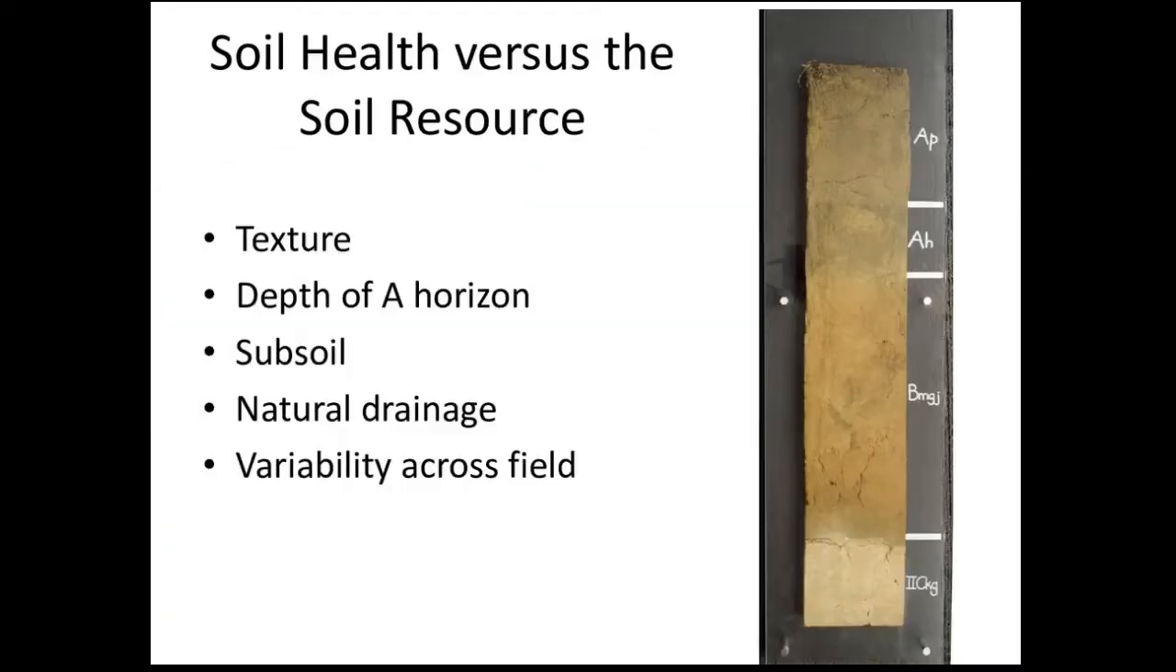We need to talk about soil health versus the actual soil resource. What kind of texture do we have? What's the depth of the A horizon? You can see in the profile here, and this is actually a Berrien sandy loam, that you can have some quite large variations in the A horizon, and that's going to have an impact on your rooting and on your crop performance, how much moisture that root system can access, and the subsoil.